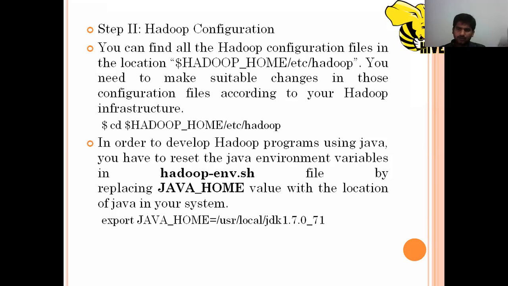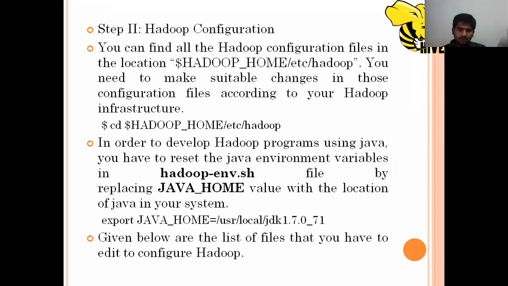So we need to give Hadoop access to Java. We need to edit the hadoop-env.sh file by replacing the JAVA_HOME value with the location of Java in your system. For that we have a command: export JAVA_HOME=/usr/local/jdk. That is the value we need to pass, and we need to export it to the Hadoop program.